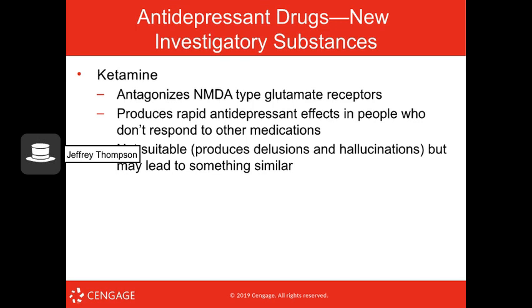So all the cool drug kids might have heard of ketamine as a potential treatment for depression. Ketamine antagonizes your NMDA type glutamate receptors, and it produces very quick antidepressant effects in people who don't respond to other medications. Now, we don't prescribe ketamine because it can produce delusions and hallucinations, so you treat the depression, but you're getting psychotic symptoms, which isn't great. But by studying ketamine and its effect, we might be able to find a similar type of chemical that can treat depression quickly without those same side effects.